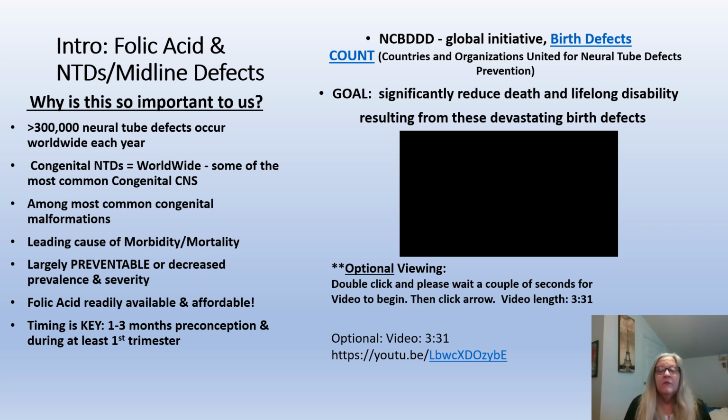So my mantra here is an ounce of prevention with folic acid is worth 100 pounds of cure. Because if you take adequate folic acid, the studies show, the research is out there, worldwide actually, that you can prevent or decrease your chances of having a baby with either a neural tube defect or a midline defect. So what am I talking about with midline?